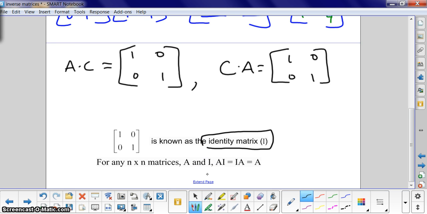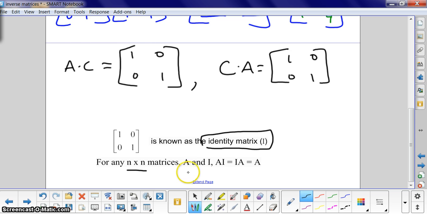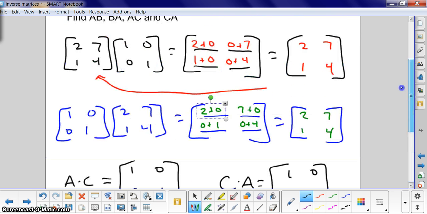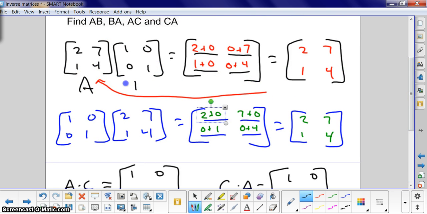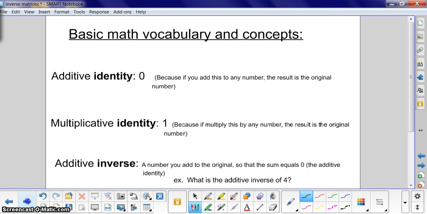For any square matrix, same number of rows as columns, A and I, where matrix A is any matrix, matrix I is specifically the identity matrix. So any matrix times the identity matrix is commutative, and it's just going to give you back the original matrix. And we saw that up here. Here's A, here's the identity, and notice it equaled A. Here's the identity multiplied by the original, and notice it equaled the original. So, special property of that kind of matrix, and we're going to talk about that.